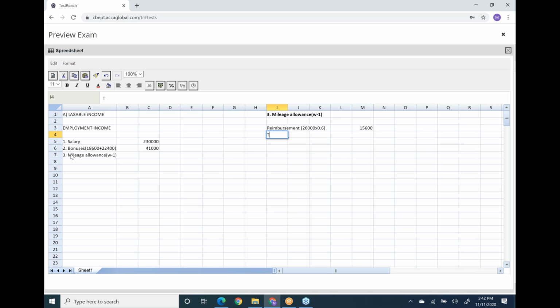Now, what amount will be allowed expense? Mileage allowance will be allowed expense. We call it the tax-free amount. Mileage allowance is only calculated on business miles.